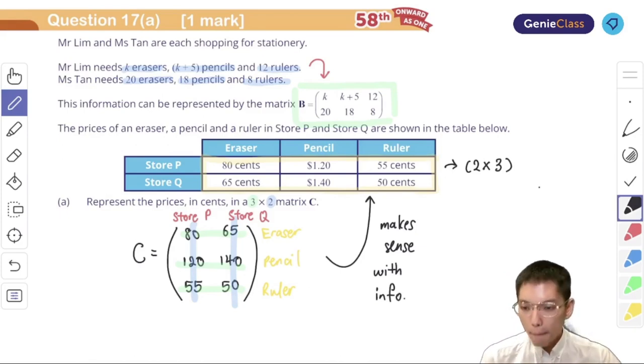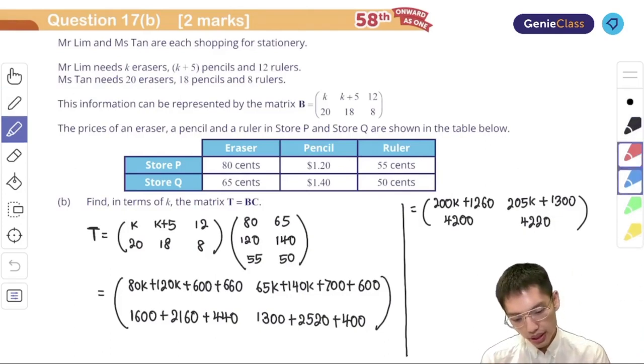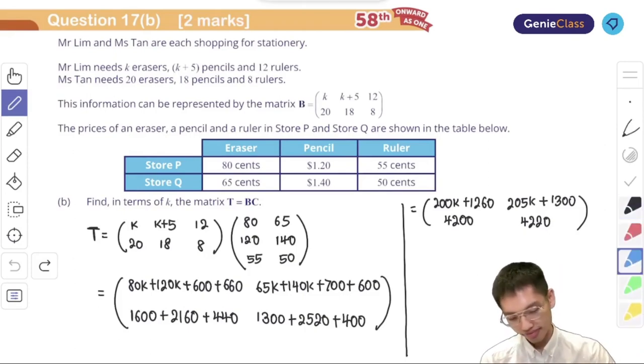Okay, next up, that's where you realize my matrix multiplication comes into play. So this is your matrix C, matrix B given. For those who have done the paper, they'll ask you to find BC. Take note of the marks over here. For matrix multiplication, there can be two scenarios. In this case, this is given as 2 marks. Now, what is the difference between a 1 mark and a 2 mark?